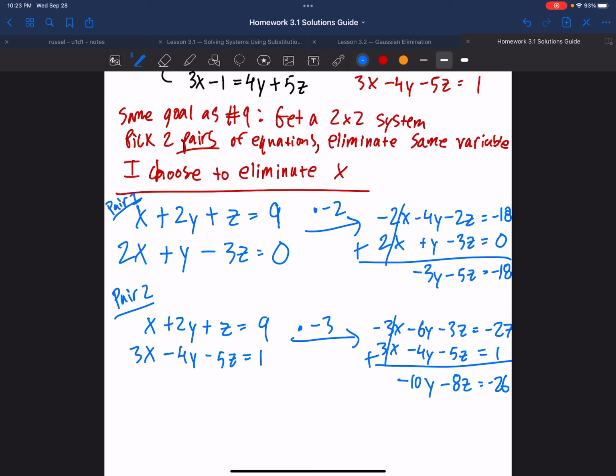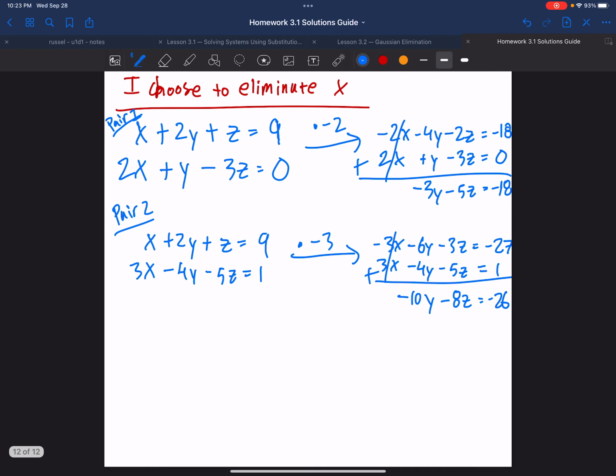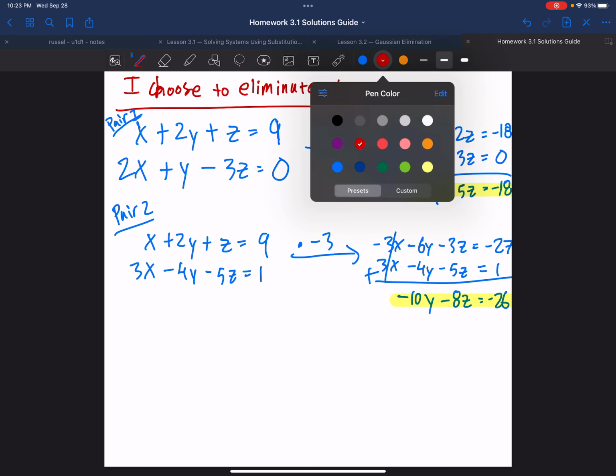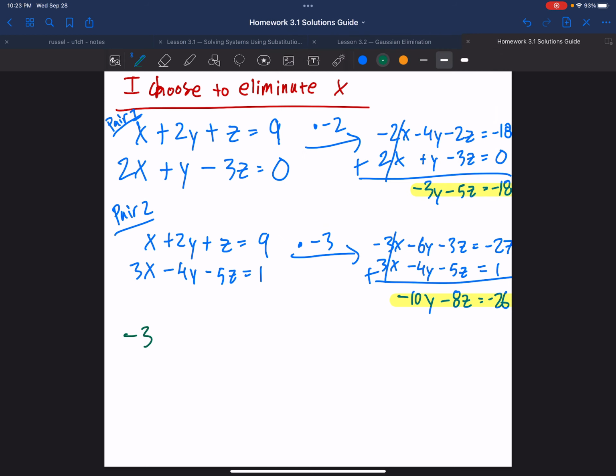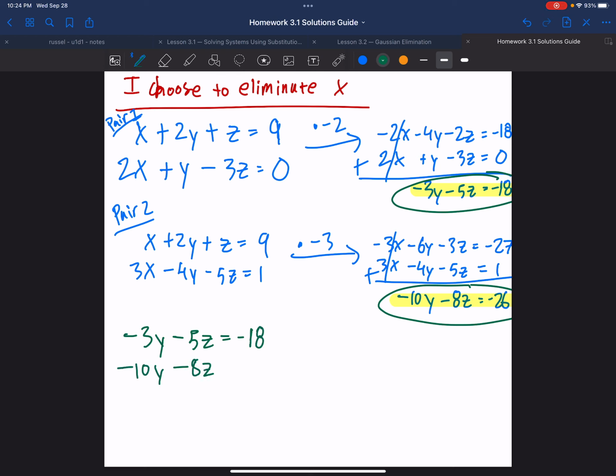Okay? So these are now your two, what do you call them? Hello? Where's my highlighter? There he is. There's your first equation. There's your second equation. This is your 2 by 2. You now have your 2 by 2. I'm going to switch to green. So negative 3y, I'm going to circle it. Negative 3y minus 5z equals negative 18. And negative 10y minus 8z equals negative 26. Okay?